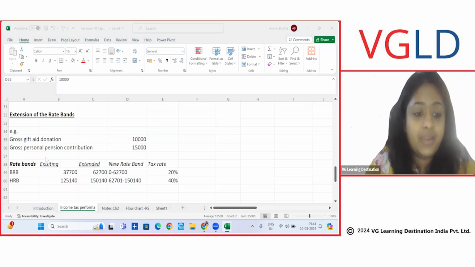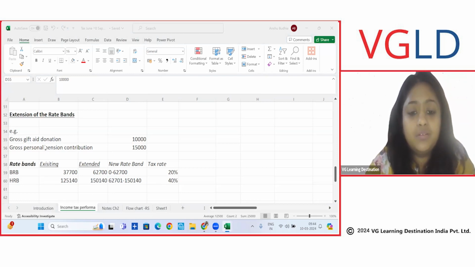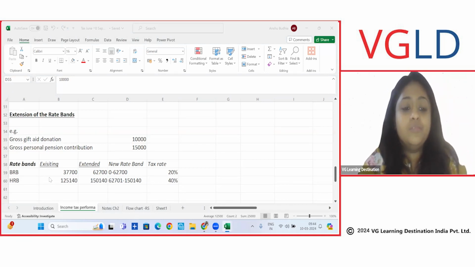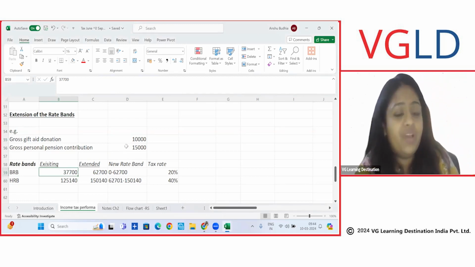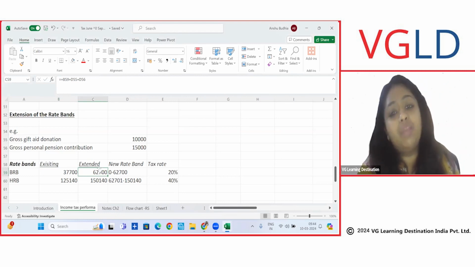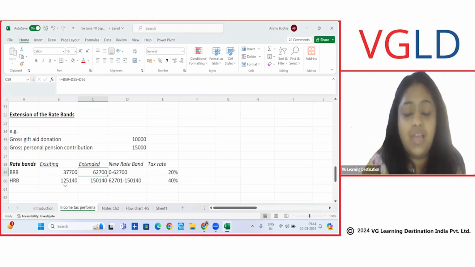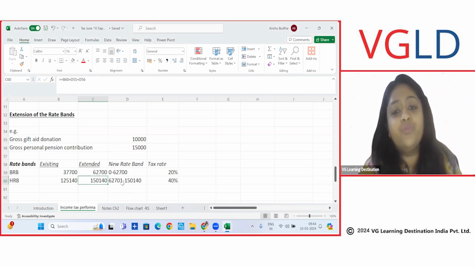Everyone, are you clear? I'll repeat again. By the amount of gross gifted donation and gross personal pension contribution given, the rate bands will get extended by the same amount. So if my existing basic rate band is 37,700, it will get extended by 25,000 and become 62,700. From 0 to 62,700, the tax rate will be 20%. Just like that, the higher rate band will also get extended from 125,140 plus 25,000. So it will extend from 62,701 till 150,140.